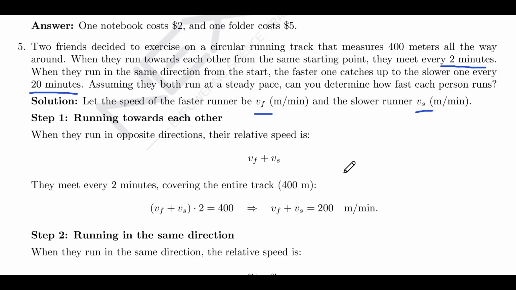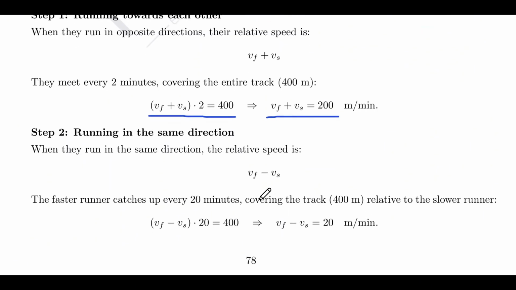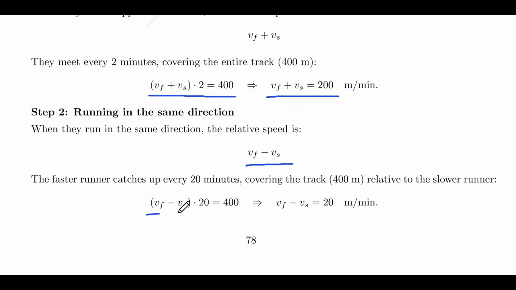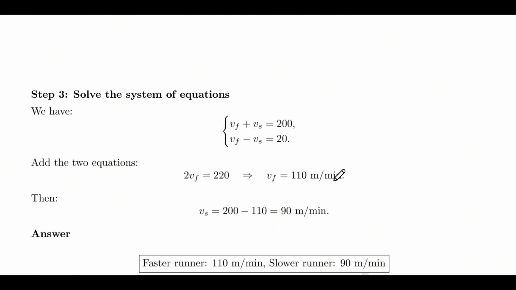When they run in opposite directions, their closing speed is the sum of their speeds, and they cover 400 meters together in 2 minutes, so the sum of their speeds is 200 meters per minute. When they run in the same direction, the faster gains on the slower at a rate equal to the difference of their speeds, and it takes 20 minutes for the faster to gain a full lap of 400 meters, so the difference of their speeds is 20 meters per minute. Now we have two equations, the sum of the speeds equals 200, and the difference equals 20.